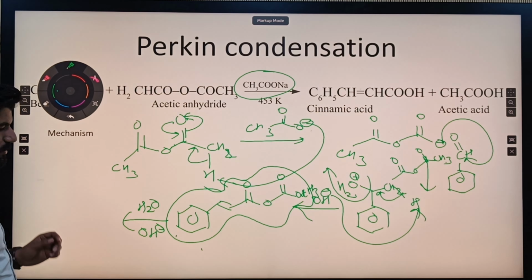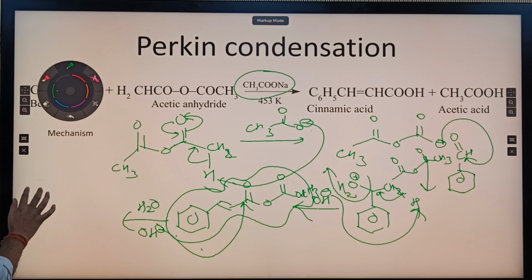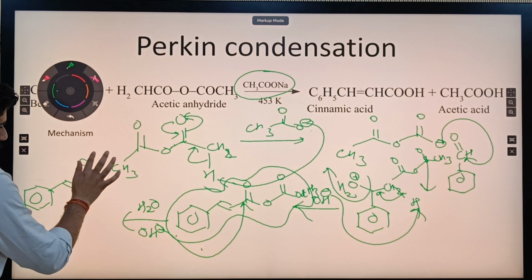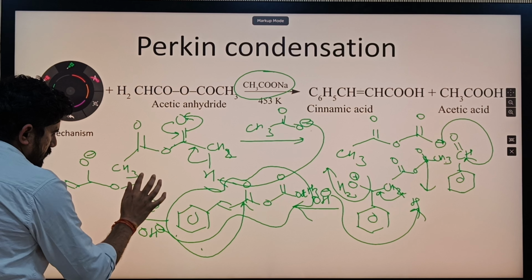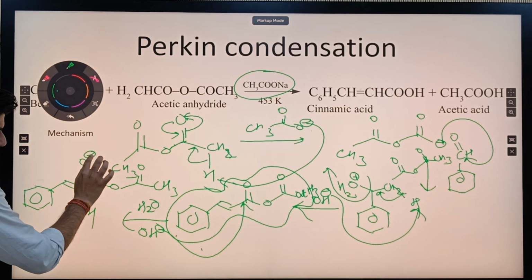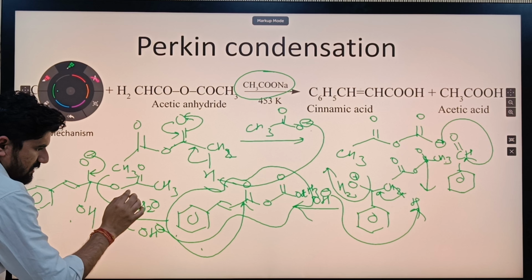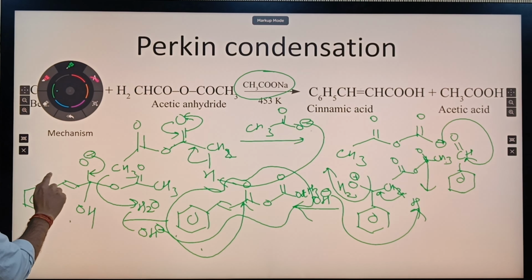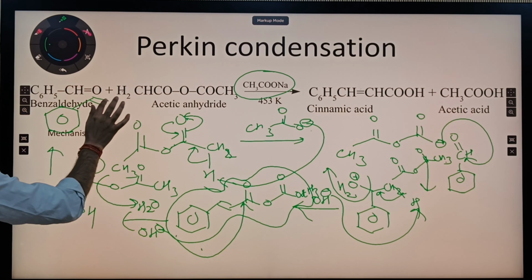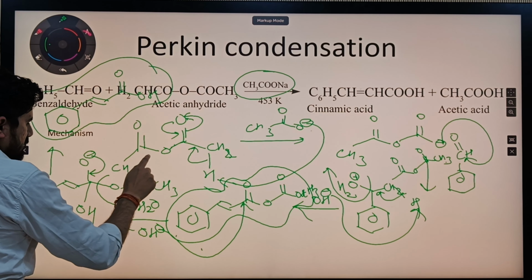The OH negative will act as a nucleophile and attack on the carbonyl group. So let's see what is going on, or what product will be formed. O negative, oxygen, carbonyl group, and OH. So the negative charge will come out like this, and an acidic salt will come out from the reaction, and we get the alpha beta unsaturated acetic acid as a product, and a side product will come out.